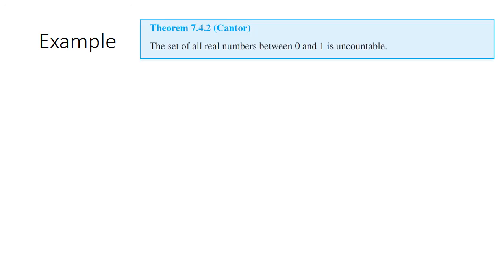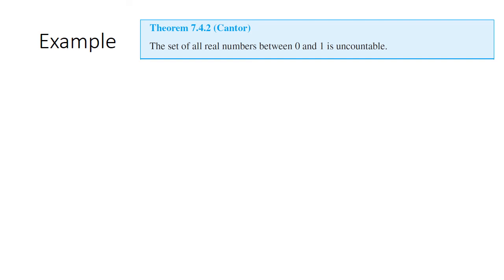Now we're going to go over one of the most celebrated results in all of mathematics, devised by Cantor. This particular proof shows that the set of all real numbers between 0 and 1 is uncountable. This is a really classic proof that everyone who studies higher math should study. I hope you're still watching this video.